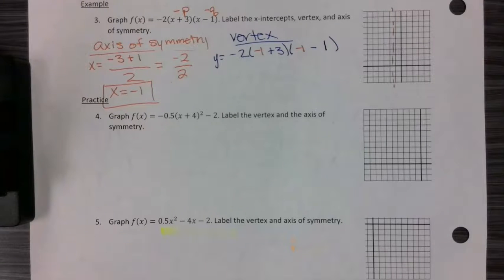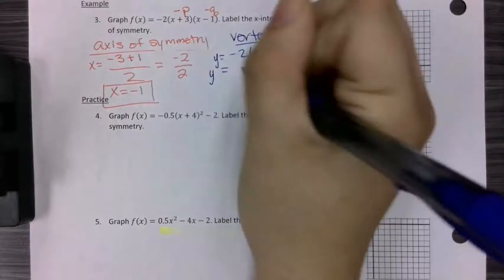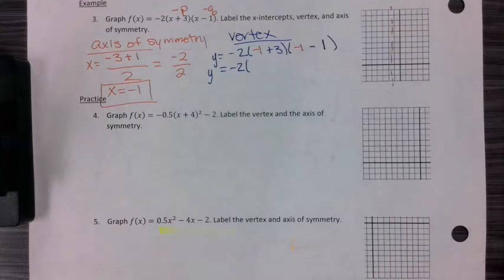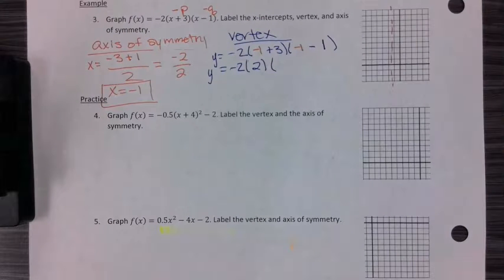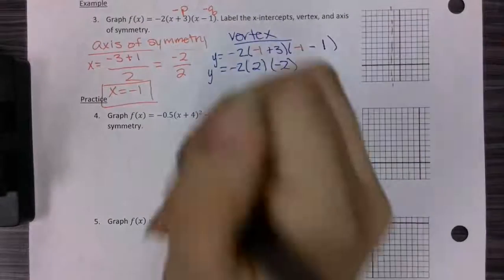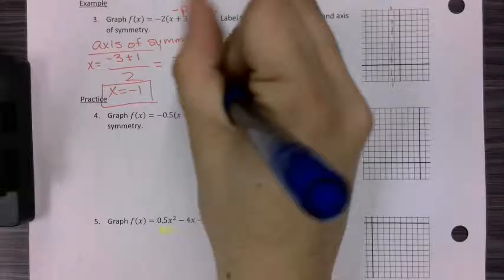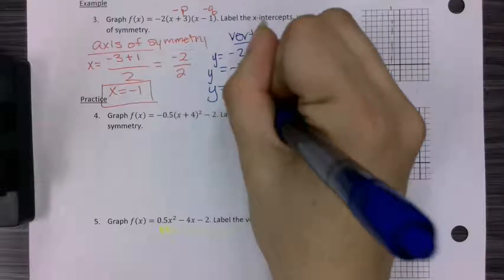Okay, so then I want to do the stuff inside the parentheses first. Negative 1 plus 3 is what? Positive 2. Negative 1 minus 1 is negative 2. Okay? I have negative 2 times 2, which is negative 4, times negative 2 is positive 8. So my y value is 8. So my vertex is negative 1, comma 8.